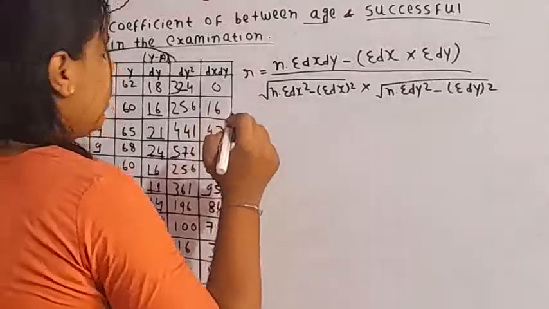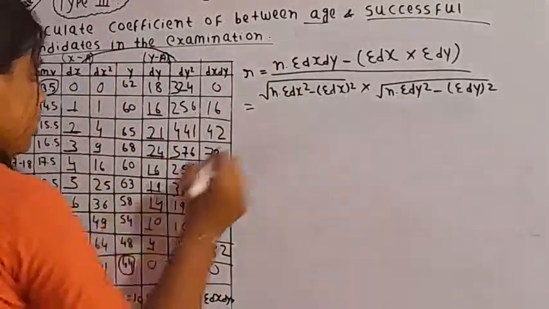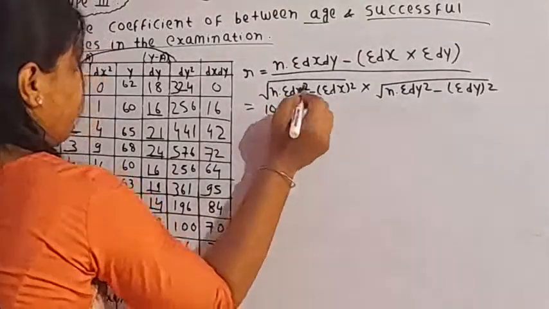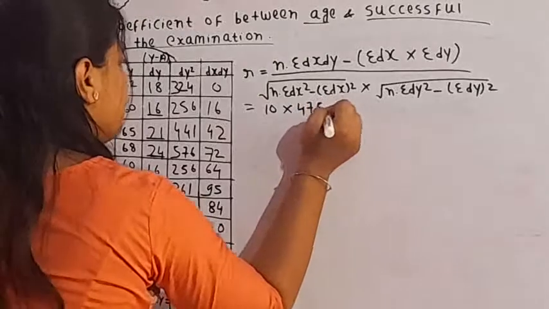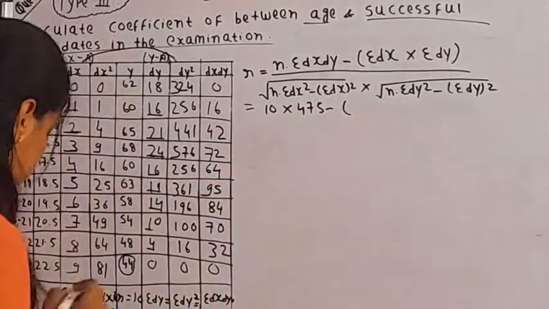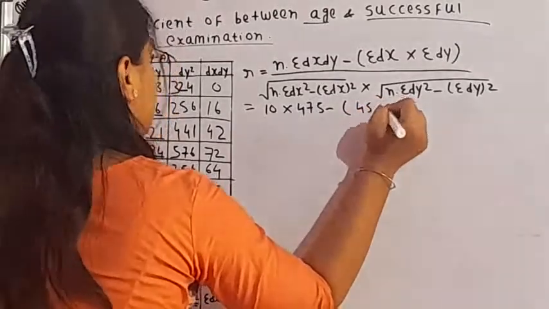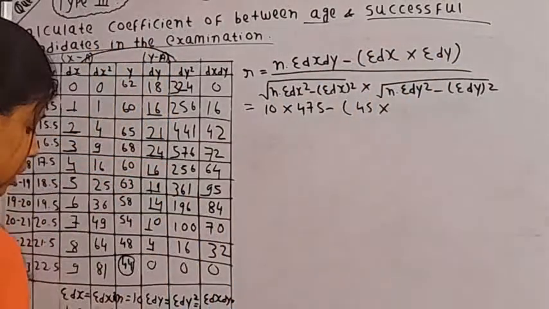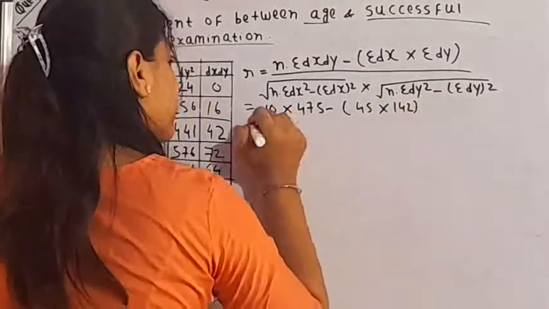So what's the next step? We have to put the values into the formula. What is the value of n? 10. What is the value of summation dx dy? 475. 10 into 475 minus under bracket summation dx. What is the value of summation dx? 45 into summation dy. What is the value of summation dy? 142. Okay, bracket close.